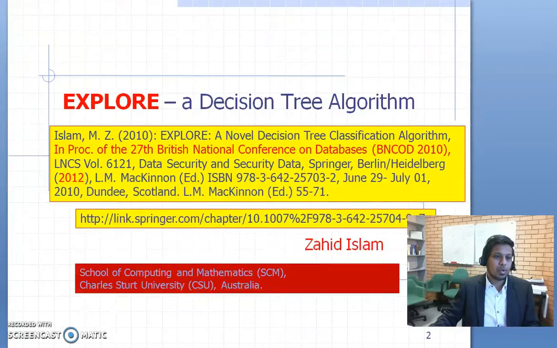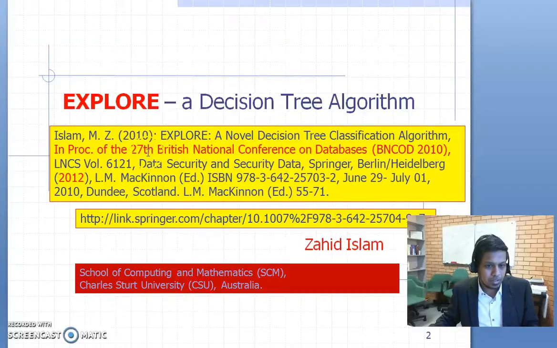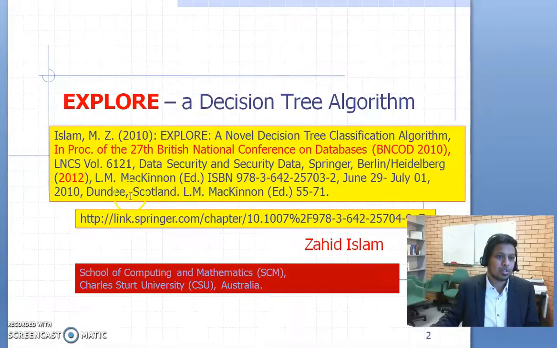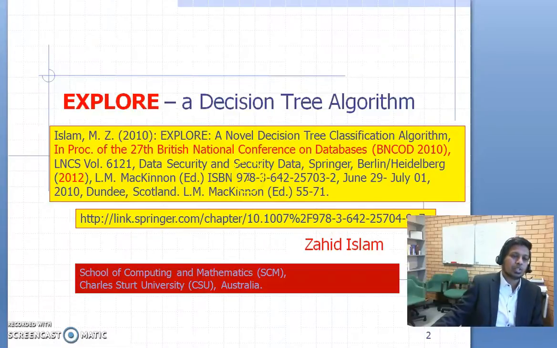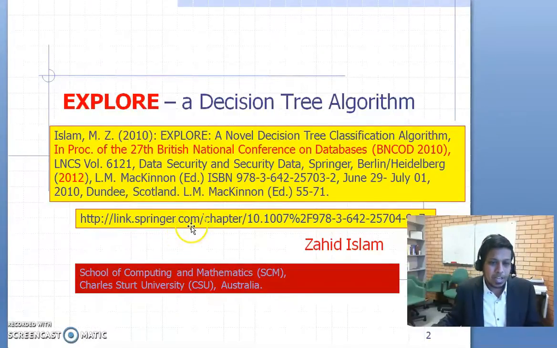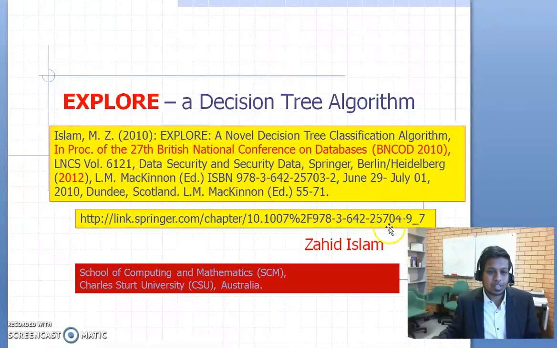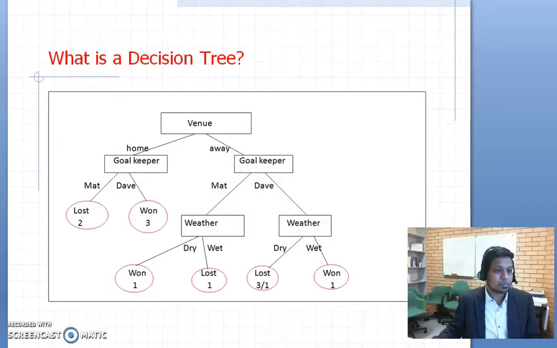So basic steps of decision tree algorithms, and then we will talk about a new decision tree algorithm called Explore. And this is the full reference to the paper for the decision tree algorithm. It was published in the 27th British National Conference on Databases, BNCOD, in 2010. And here is the link, so you can download the paper from this link. Again, if you are facing any problem downloading the paper, please do not hesitate to email me.